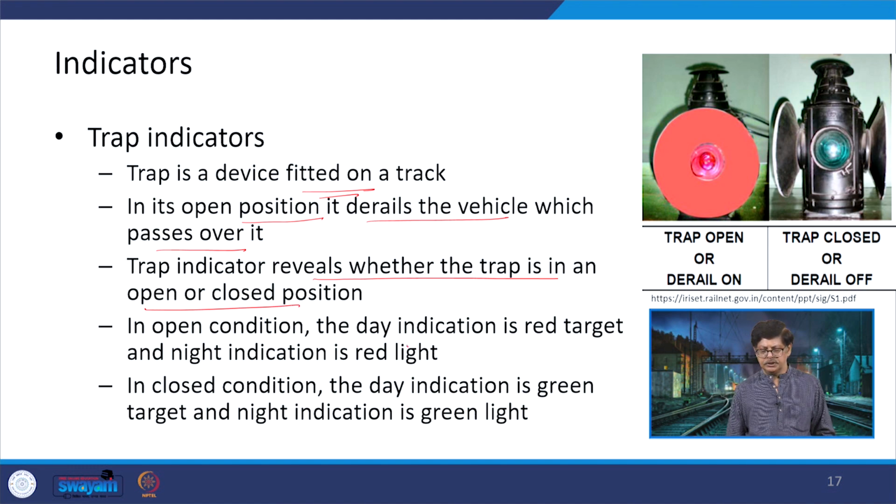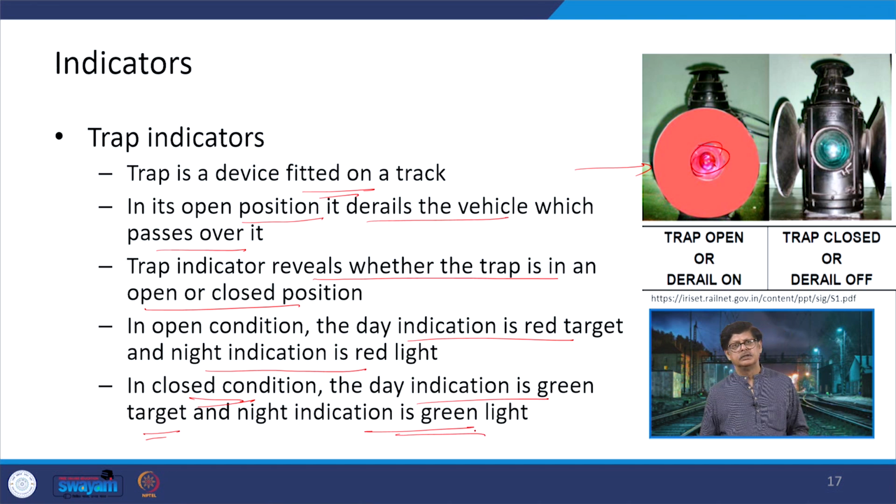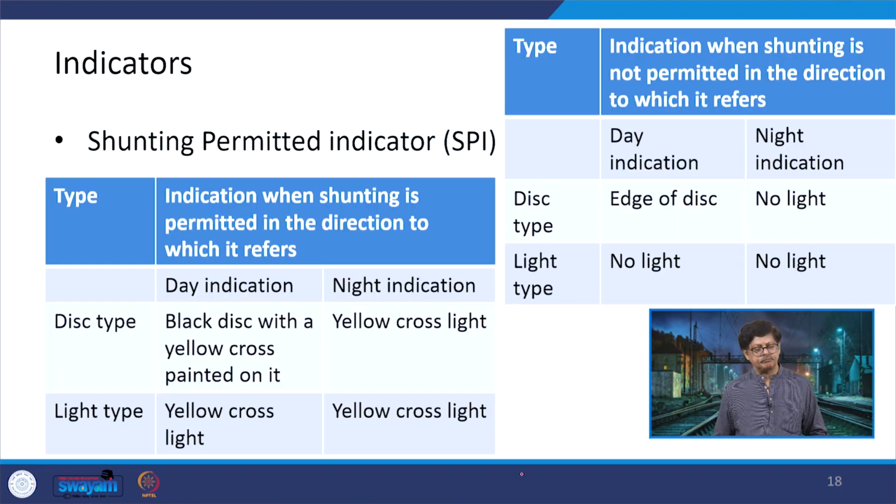In the open condition, the day indication is a red target. So, this is a red target. The night indication is a red light. So, a light will come which will be red in color. In the closed condition, the day indication is a green target and the night indication is a green light. So, in the same way the other thing will be there.